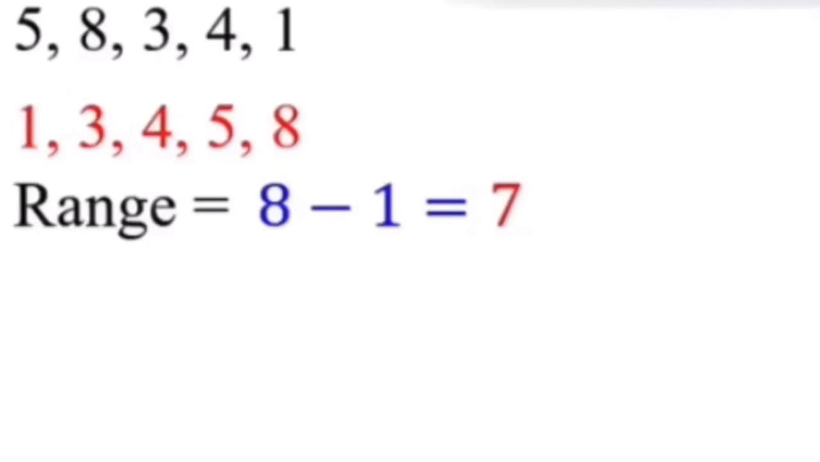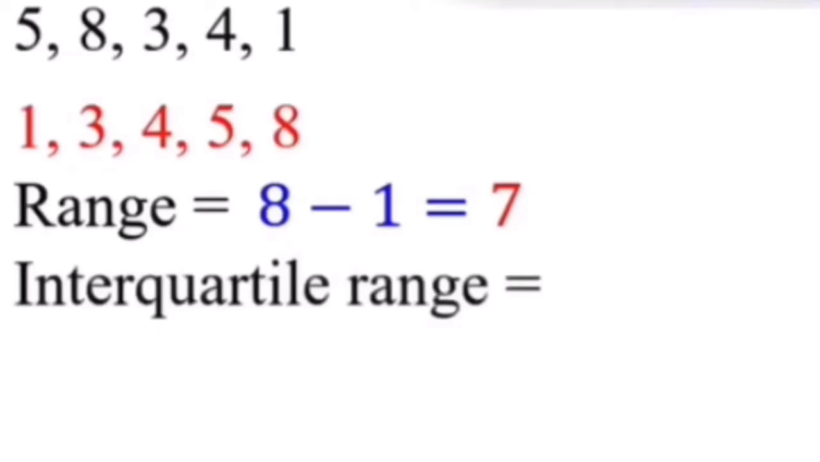First of all, we will arrange the data in order. This is the original data. We arrange in order. We find the range, 8 minus 1, 7. Then we will find the interquartile range. Interquartile range, we will take the third quartile minus the first quartile. Since the median is 4, the third quartile should be in between 5 and 8. So we will take 5 plus 8 divided by 2. So this is the third quartile, 6.5.